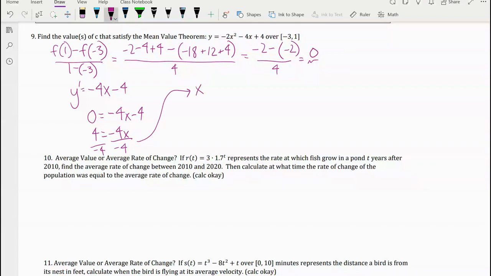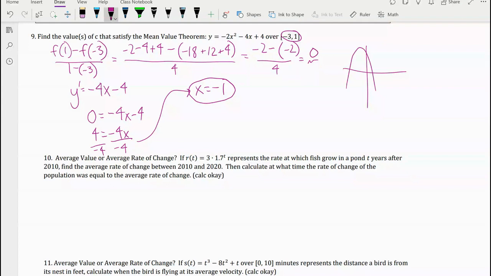I get x is equal to negative 1. So this is the value such that the average slope over this interval is equal to the actual slope. So what I just figured out is I have some sort of quadratic. Looks something like this. Who cares?